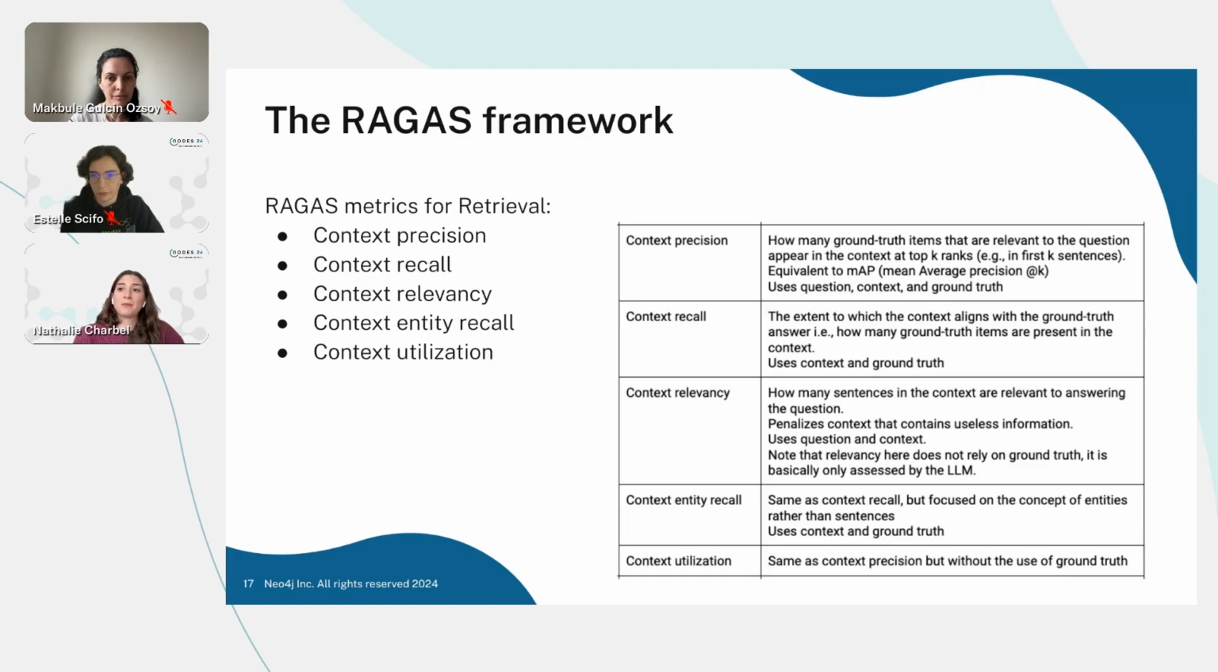By statements, I mean, consider the following sentence: Nathalie is a software engineer and works at Neo4j. Here we have two statements. The first is that Nathalie works at Neo4j, and the second is that Nathalie is a software engineer. The other two, context precision and context recall, do require ground truth answers. Here, the LLM is asked to find ground truth elements, either in the sentences of the context in the first case, or in the whole context.